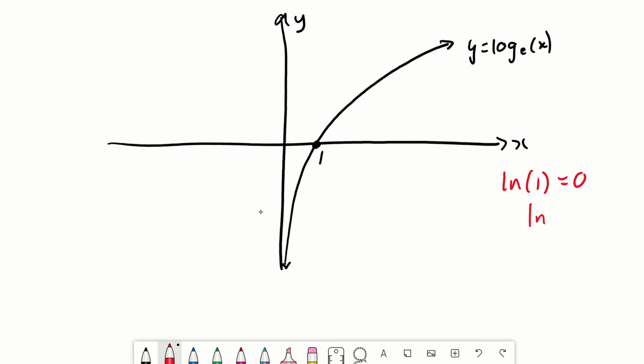You can't take the log of 0. All right, it's an error on your calculator, which explains the asymptote that we have there along the line x equals 0, or the y-axis. All right, now let's look at how things can transform it.